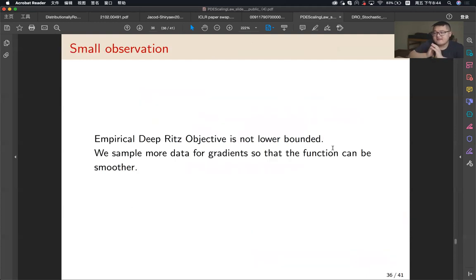Here is also another small observation. If you use Ping's method, your objective function is a square of your final loss, so it's always positive, even in the empirical version. But for the deep risk method, the empirical version is actually gradients over some points and fitting of functions on other points. So for the empirical deep risk method, the objective function can be negative or even not lower bounded. It can be minus infinity. So this is another view of why maybe the deep risk method will have worse generalization error.